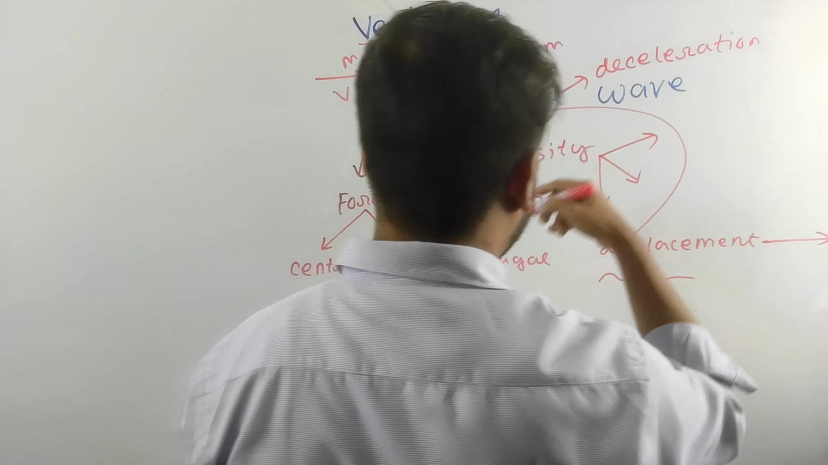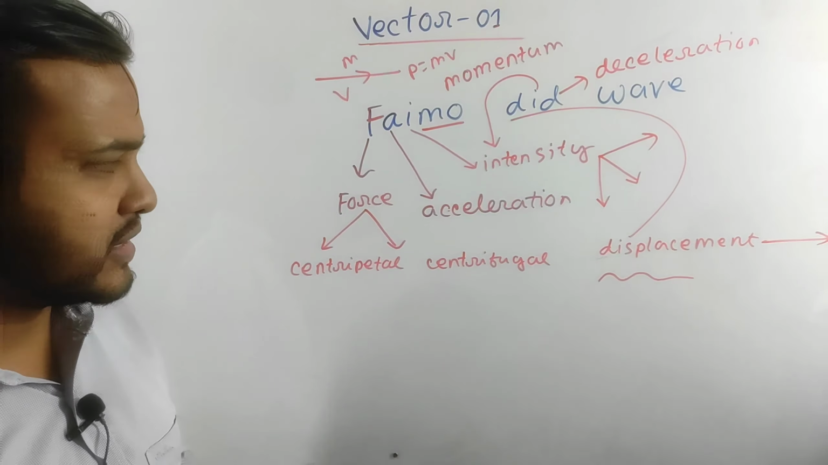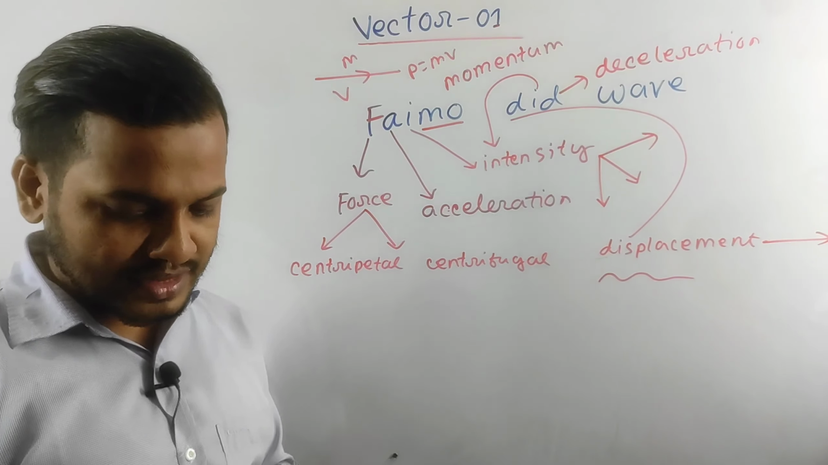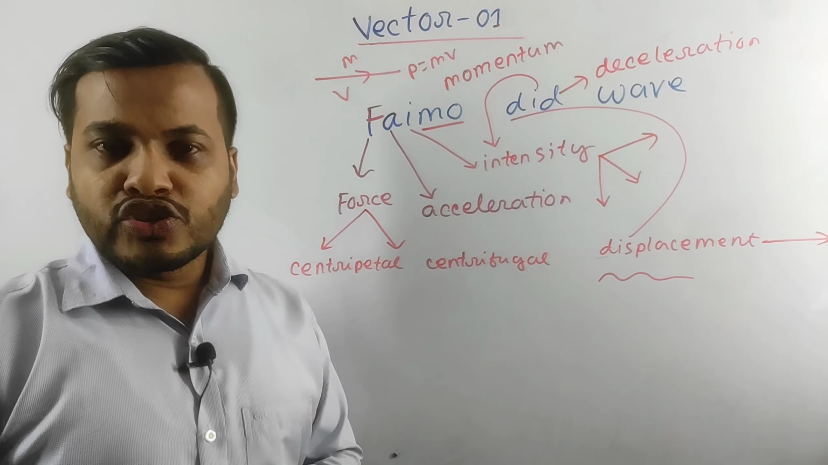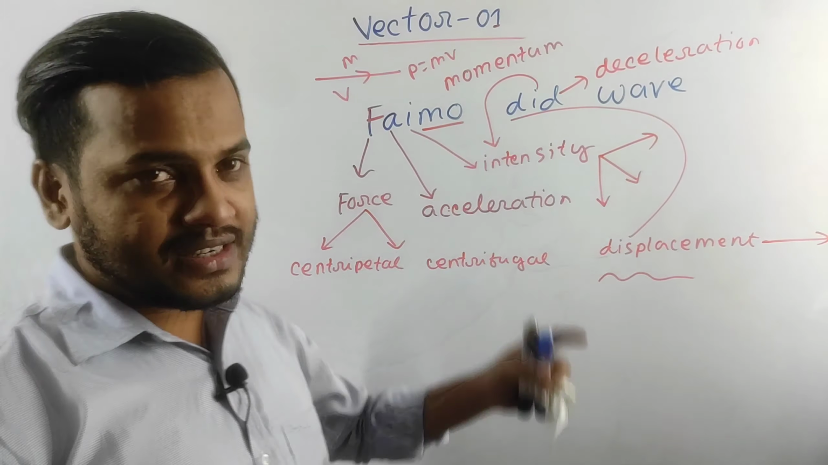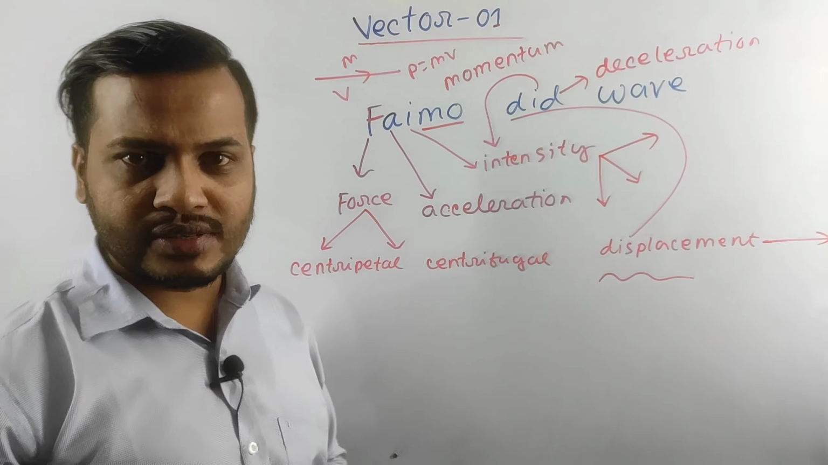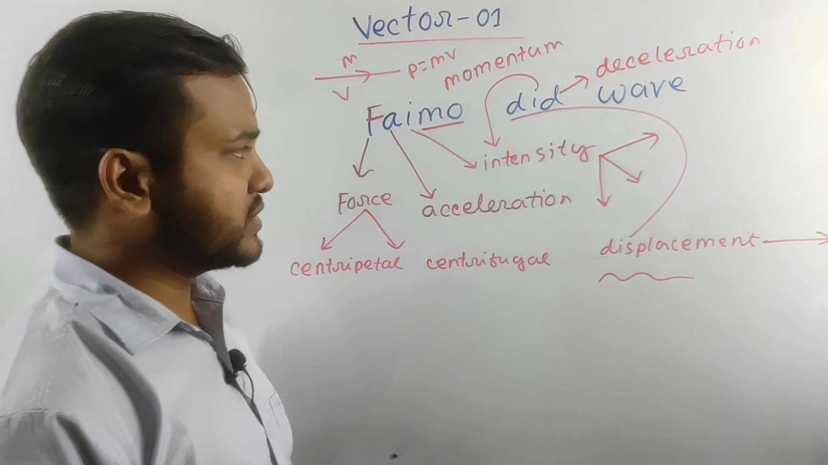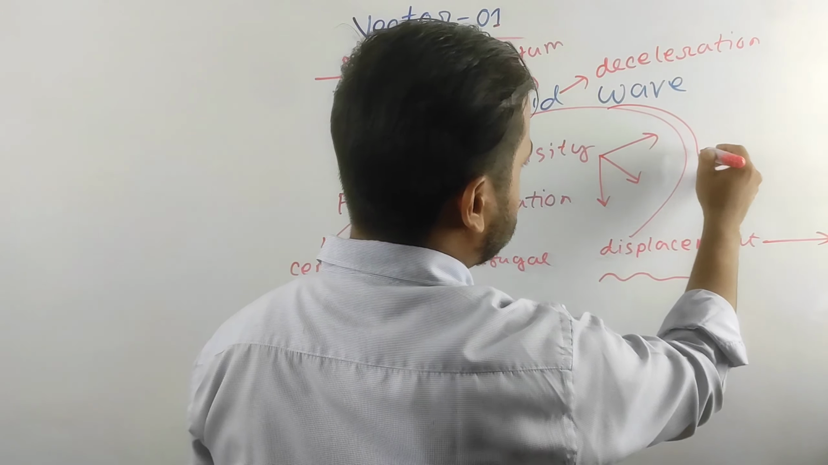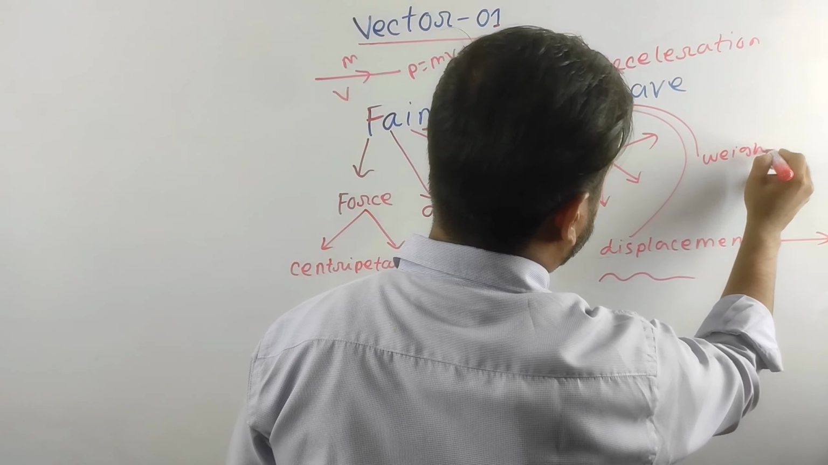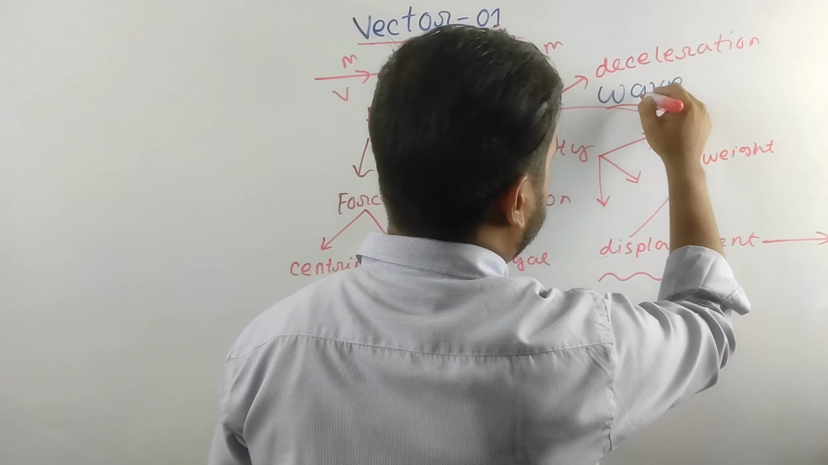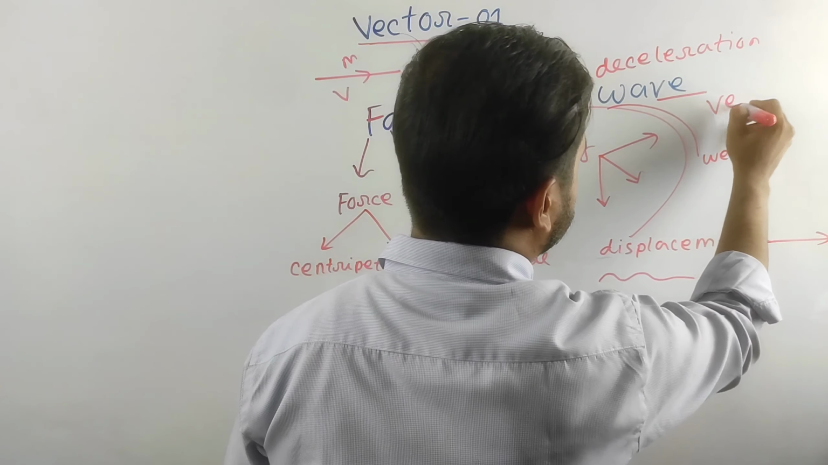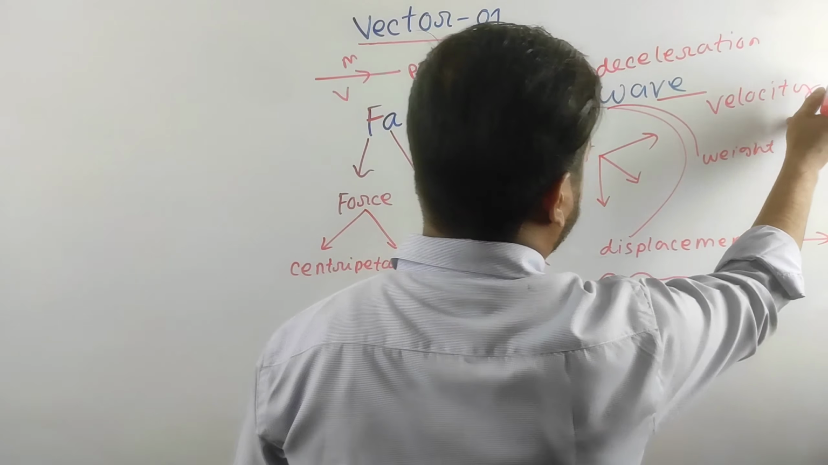What is deceleration? I mean, the opposite of acceleration. What is acceleration? Acceleration is a change of velocity with respect to time, and deceleration is a decreasing velocity with respect to time. Okay, now what does W mean? W means weight. Weight is a vector quantity, and acceleration, again V, velocity. So velocity is a vector quantity.